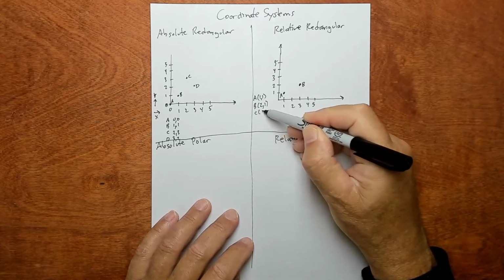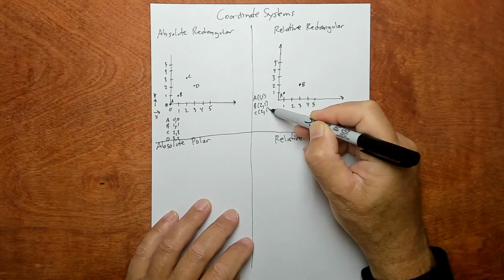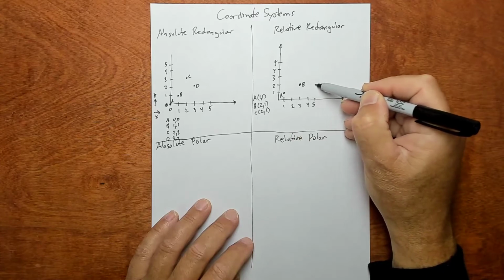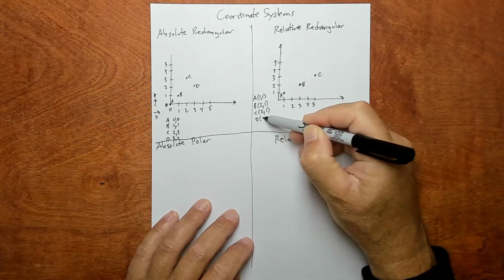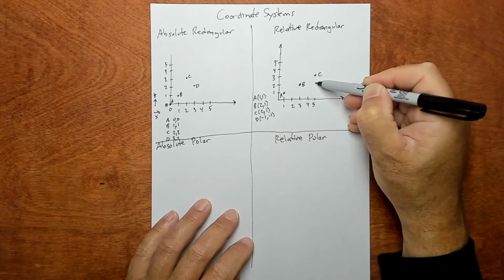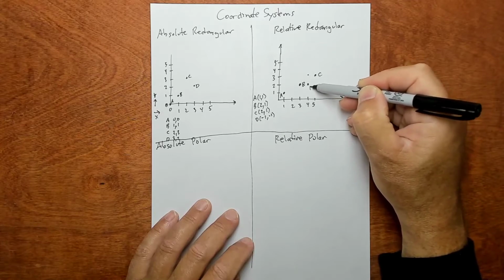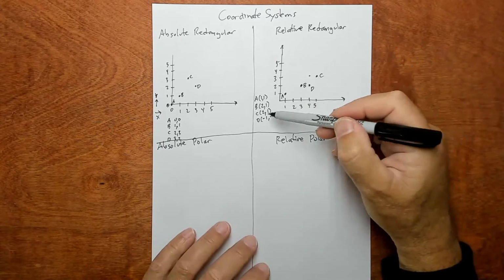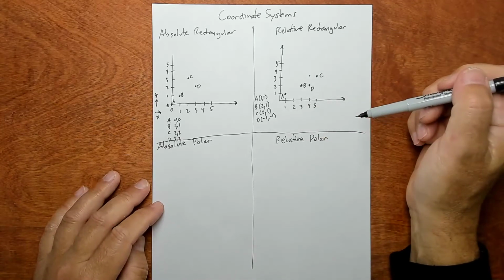And then let's say C was 2, 1 again. So you'd go over 2 and then up 1. So C would be here. And that's D. Let's go backwards, say minus 1, minus 1. You'd go backwards 1 and then down 1. So D would be here. Okay, so each point is relative to the previous point in a relative rectangular system.